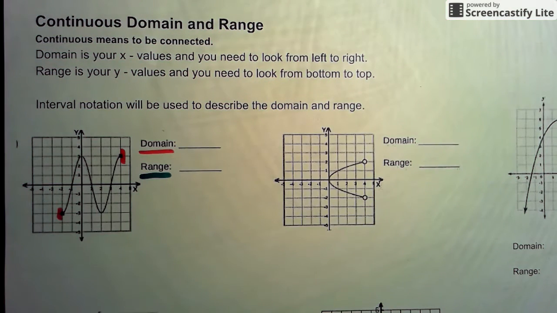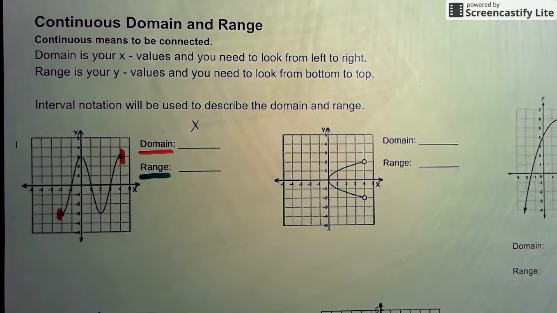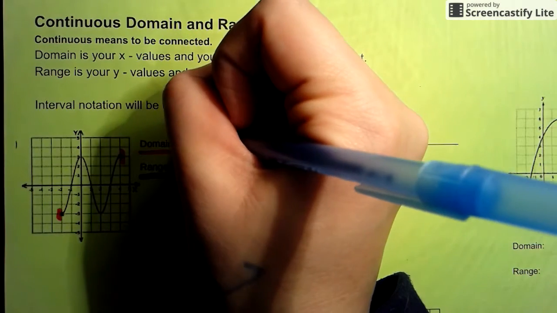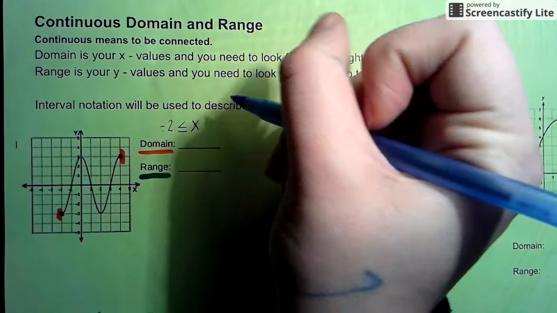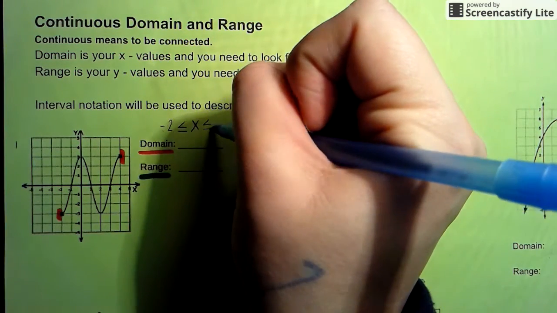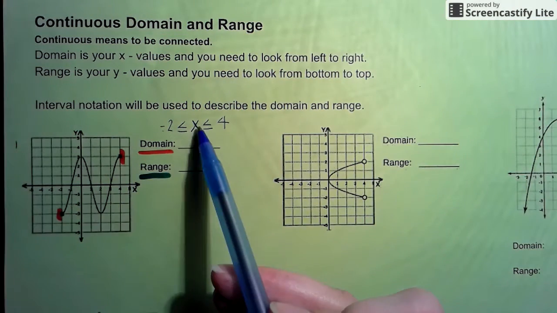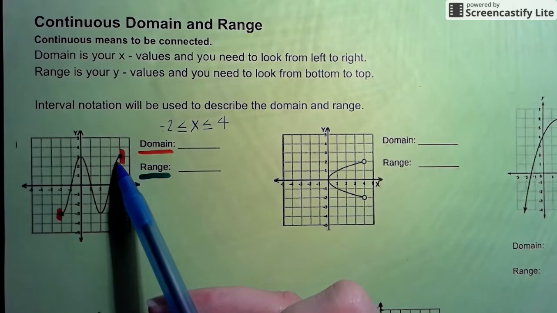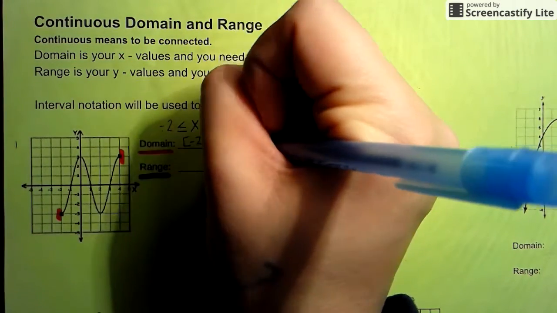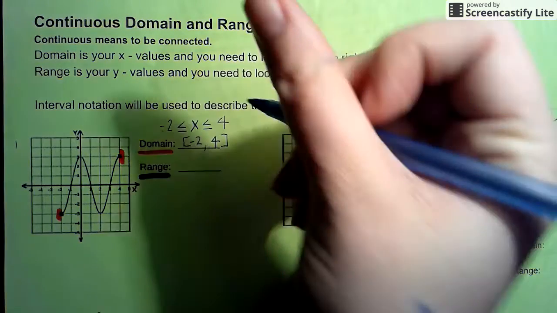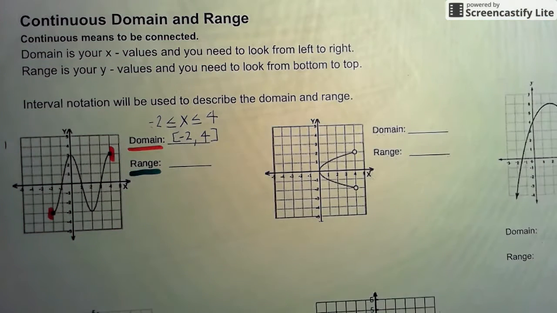So I'm reading left to right. So my domain is, my x values are between -2 and 4. So that means that -2 is going to be less than or equal to x, but x is also going to be less than or equal to positive 4. So x is between these two values. The interval notation is going to be a bracket, -2, comma, 4, and a bracket because we're including -2 and 4. This closed circle is indicating that we are including those values.